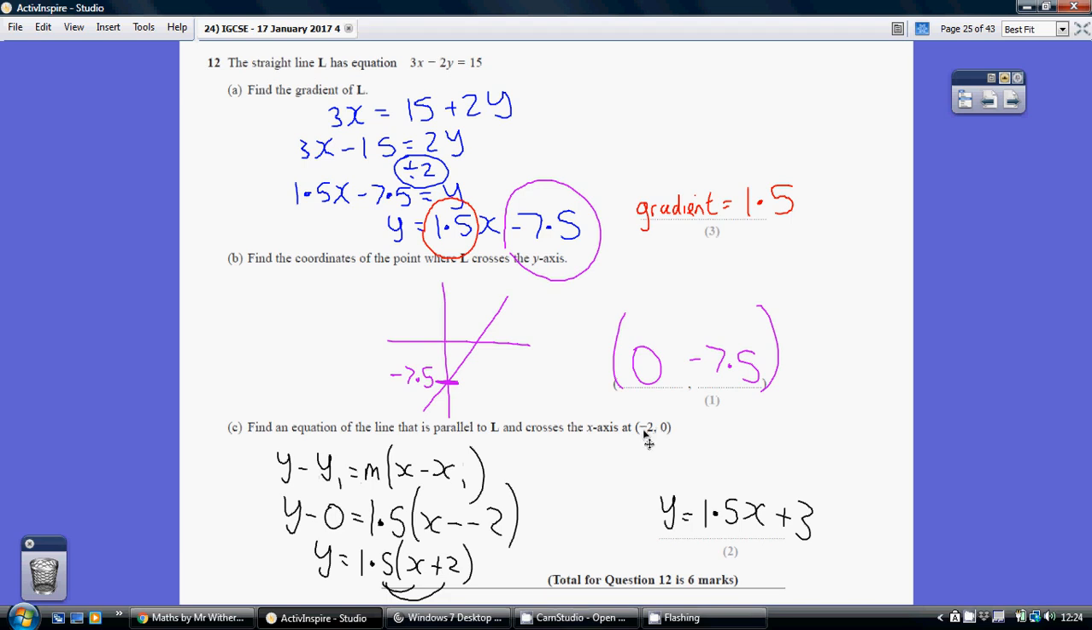So x1 is minus 2, so that's gone in here, minus 2, and y1 is 0. So we get y minus 0 equals 1.5 multiplied by x minus minus 2. Now remembering minusing a minus is a plus, so this is x plus 2. y minus 0 is obviously y. So just multiplying out the bracket, we get y equaling 1.5x plus 3, 1.5 times 2 being 3.